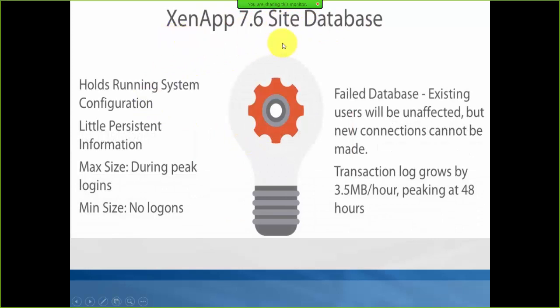So in XenApp 7.6, the site database holds running system configuration and little persistent information. Maximum size can be reached during peak logins, and minimum size when there are no logons at all. If the database fails, existing users will be unaffected, but new connections cannot be made. We just discussed that, right? The transaction log grows by 3.5 megabytes per hour, peaking at 48 hours.